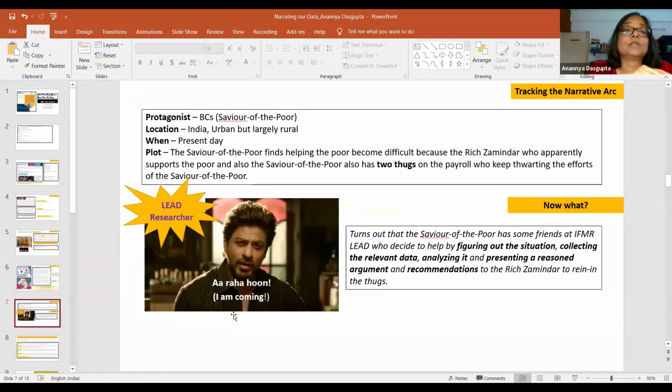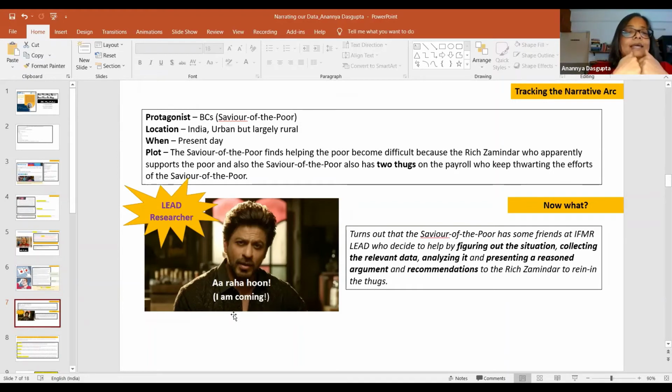Now, what is the plot? The plot is that the savior of the poor, BC, is finding that helping the poor becomes difficult because the rich zamindar, who apparently supports the poor and is also the savior of the poor, also has two thugs on the payroll who keep thwarting the efforts of the savior of the poor, right? Now think back on the number of films you've seen, number of stories you've seen. It's a classic fit, right? So there is somebody who wants to help out the vulnerable, and then there is the powerful who says, okay, I want to help, and there's the language of support and all of that. But in the implementation of it, of course, here I've personified those two things, elements identified as GST and TDS, as literally thugs who are basically not letting the BCs do their work, right?